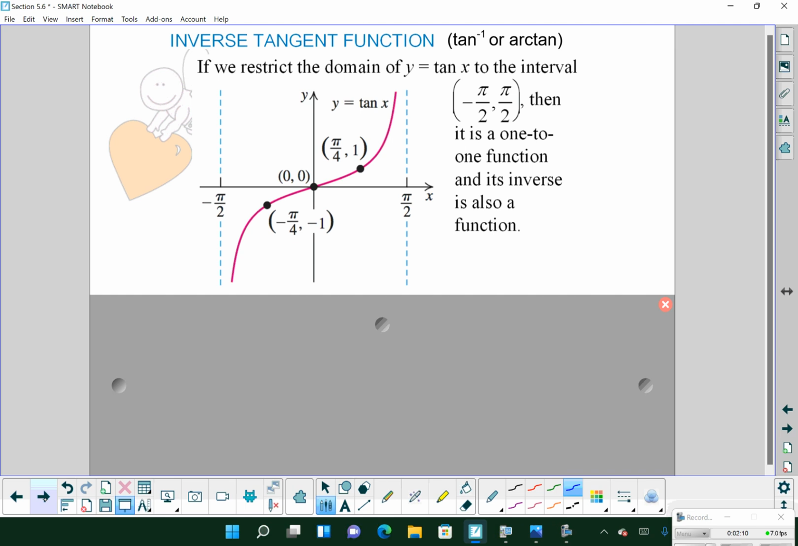And here's a picture of tangent. We're going to, again, for tangent, just like sine, use the values between negative pi over 2 and pi over 2. If I look at that one period of tangent, this is the one that we used for our key points, it would pass the horizontal line test and therefore be invertible.